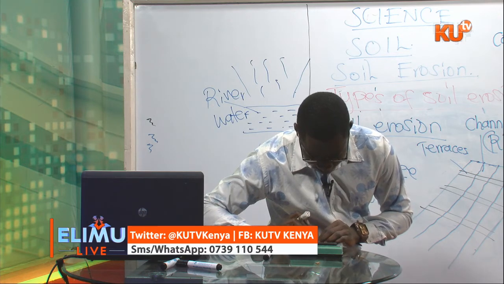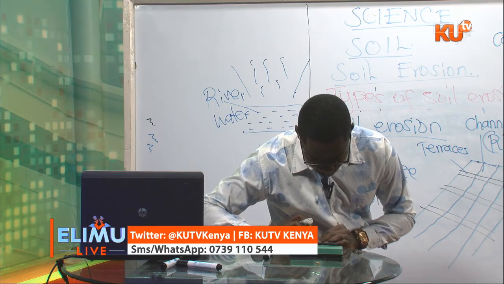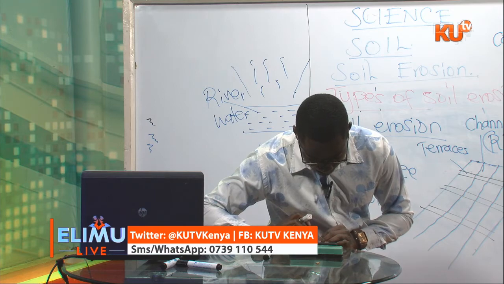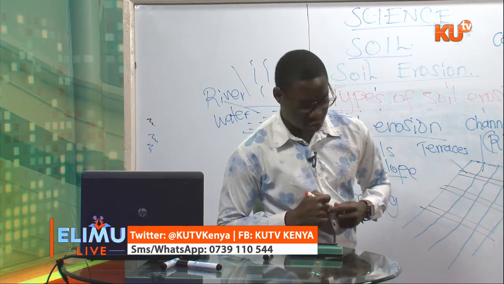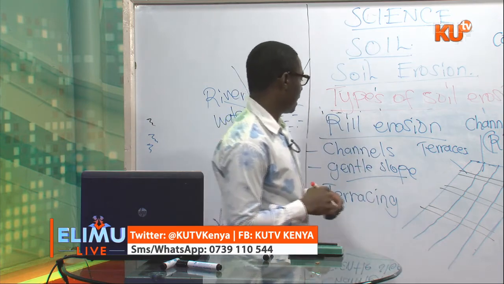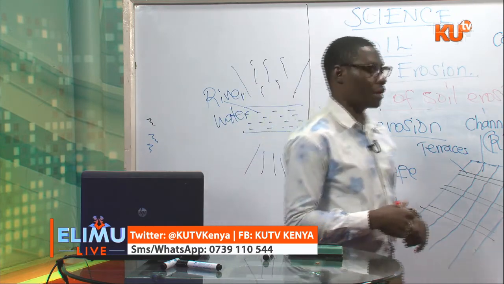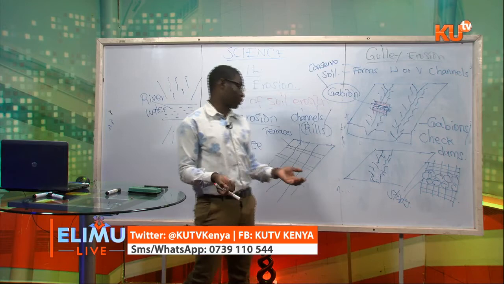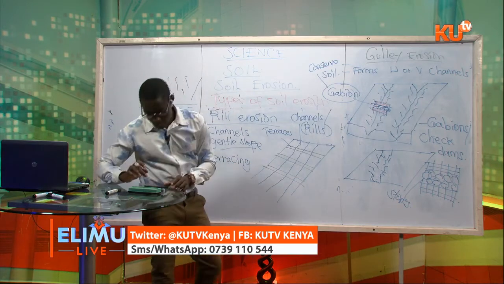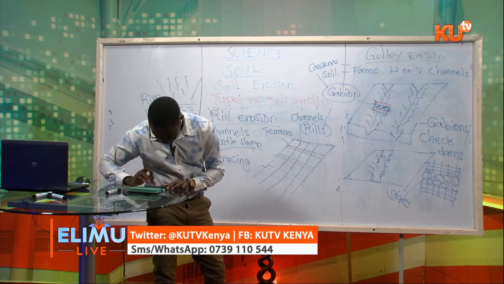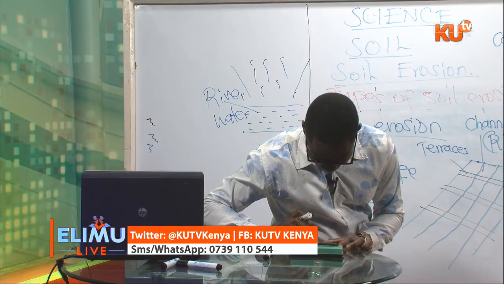Hey teacher, you've said rill erosion occurs in gentle slope, but why not steep slope? Okay, I cannot really understand your question, but just to emphasize, I said rill erosion can occur in a gentle slope and also a steep slope, but gully erosion mainly occurs in a steep slope. Let me answer as many questions as I can.